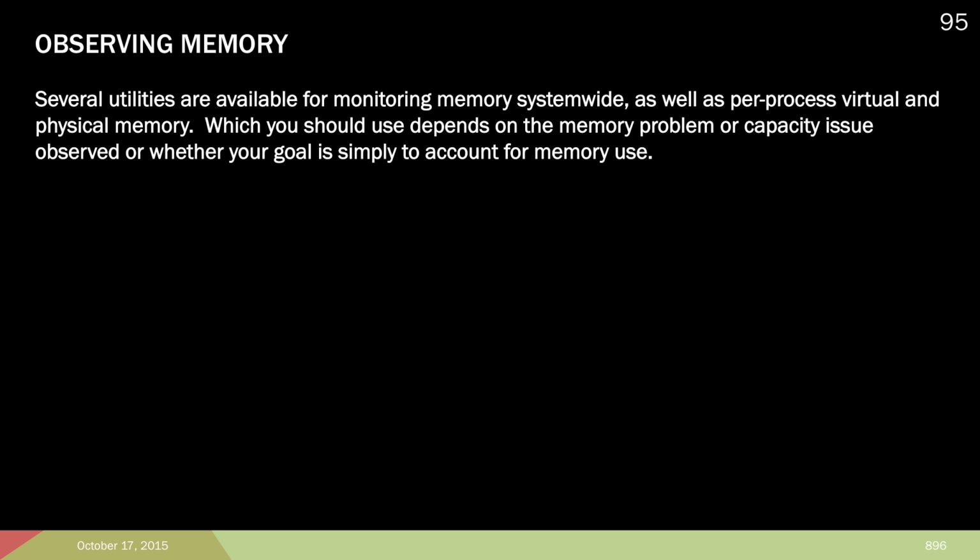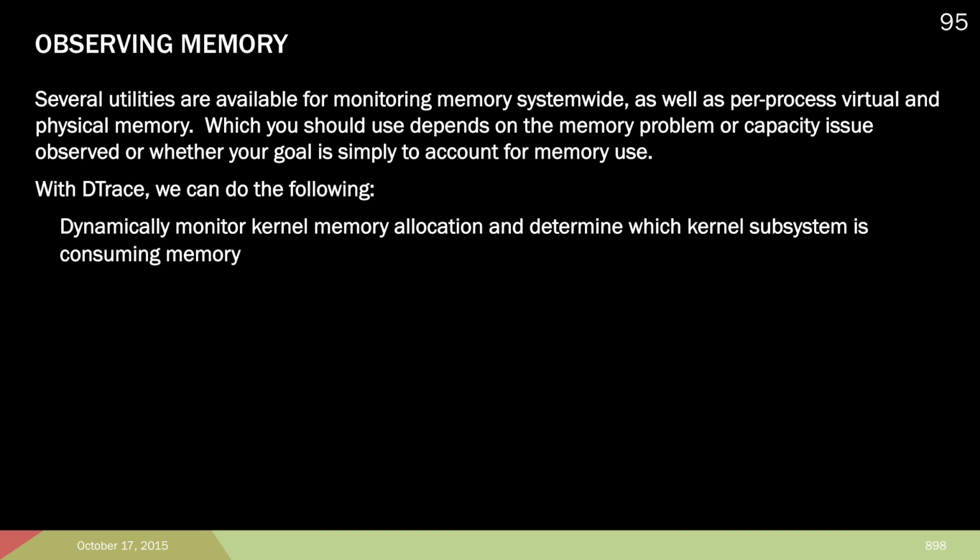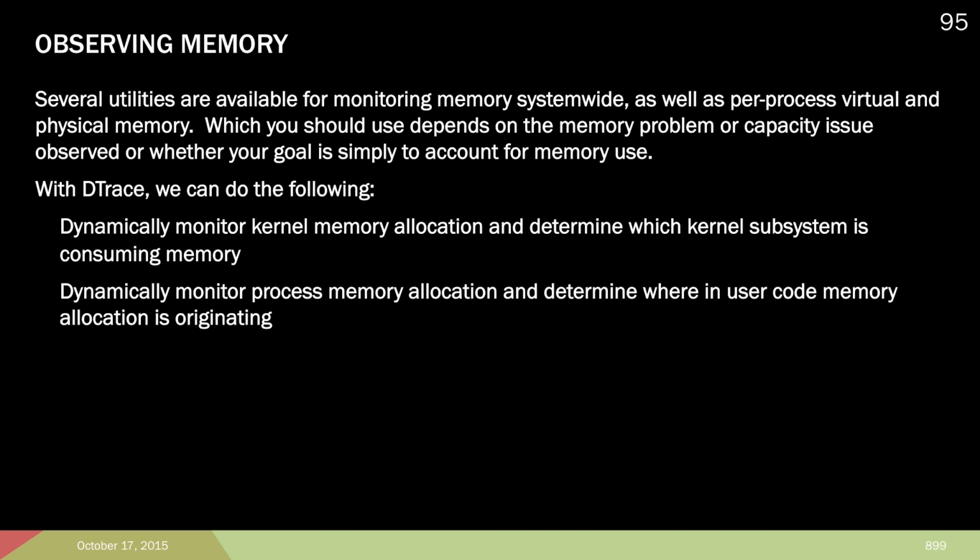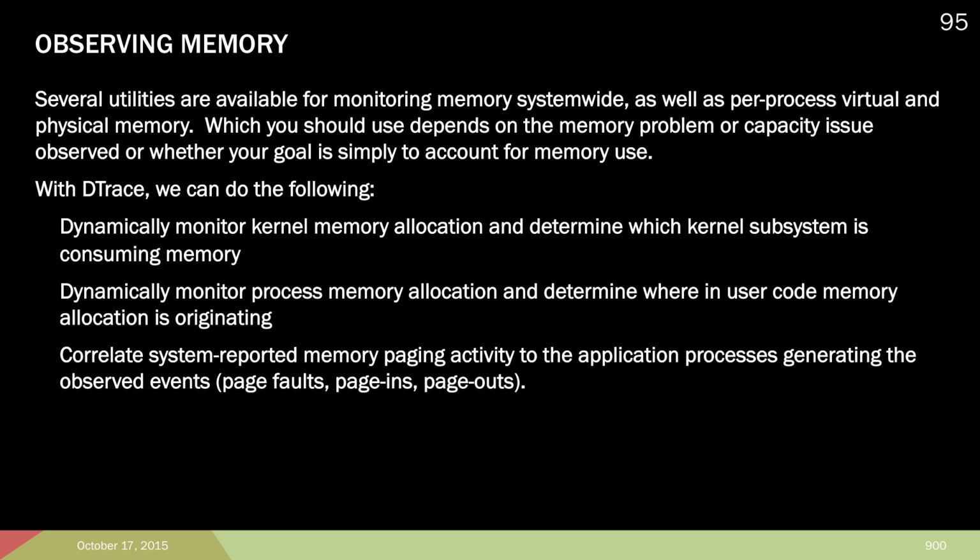Which you should use depends on the memory problems or capacity issues observed, or whether the goal is simply to account for memory use. With DTrace, we can do the following. Dynamically monitor kernel memory allocation and determine whether a kernel subsystem is consuming memory. Dynamically monitor process memory allocation and determine where in user code memory allocation is originating.